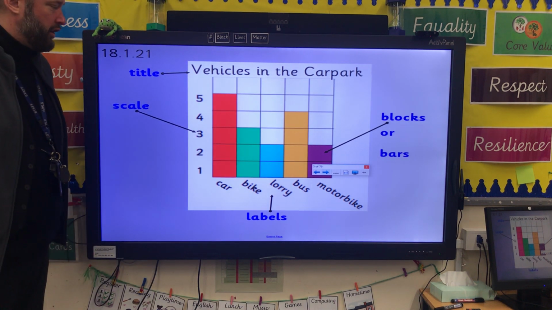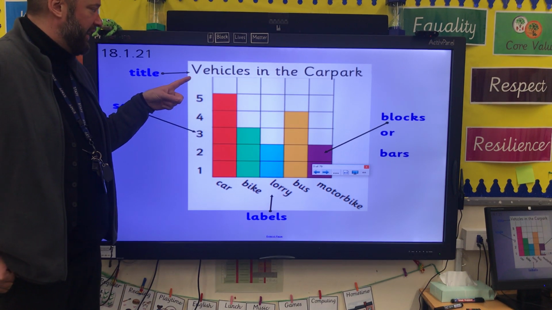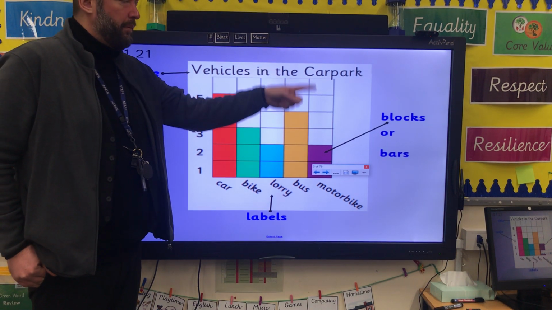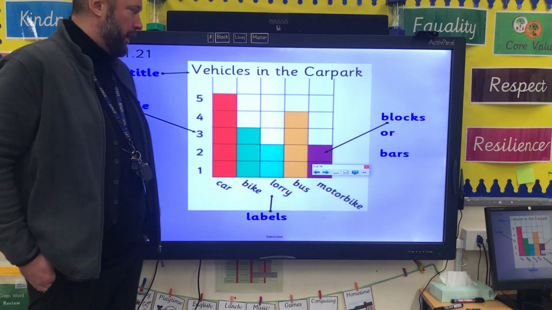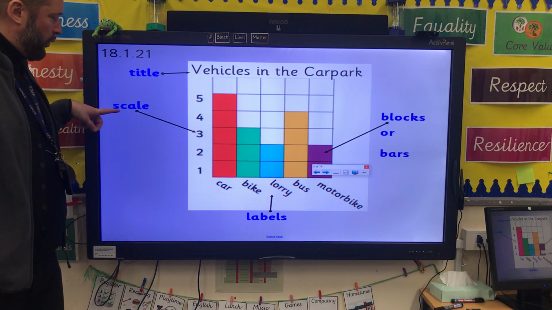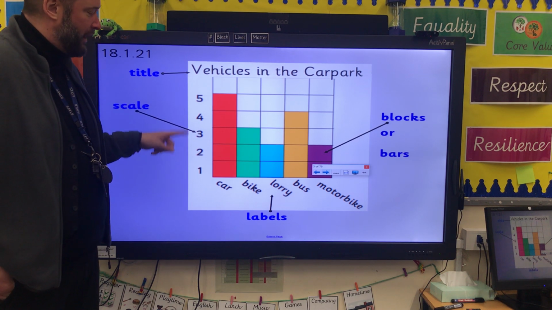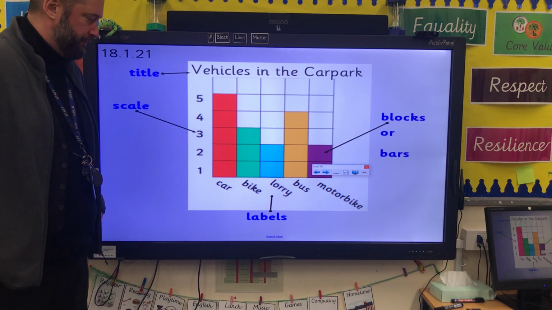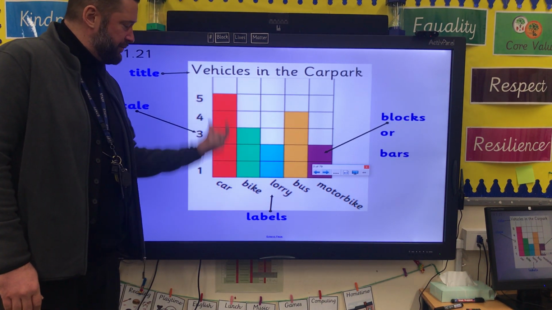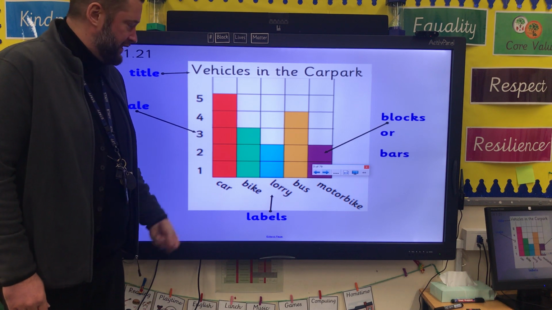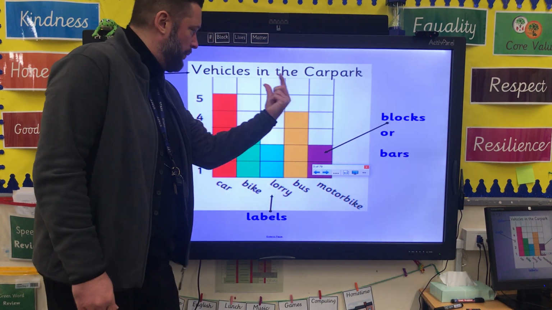Here is a block diagram, and a block diagram always has a title. Let's read this title together. Vehicles in the car park. So I know already that this block diagram is all about vehicles in a car park. A block diagram always has a scale. Now, a scale are numbers that help us find out the value of each bar. A block diagram always has labels to tell us what each bar represents, what information is given us. A block diagram always has blocks or bars.